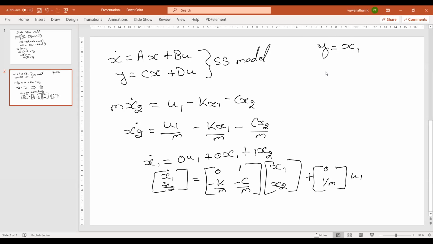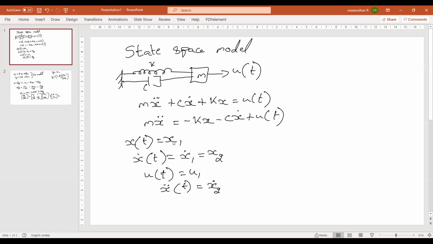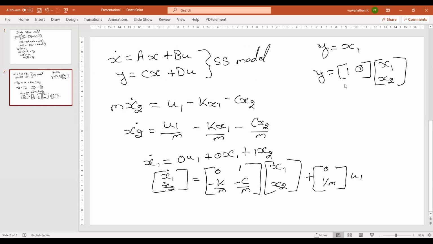So what will it be equal to? If you have to write it in the form of Cx, it will be 1 and 0, because there is no x2 term. So this is x1 and x2. How is y equal to x1? X of t is equal to x1. X of t is the displacement, right? So it is taken as x1 here. So y is equal to [1, 0] times [x1, x2].